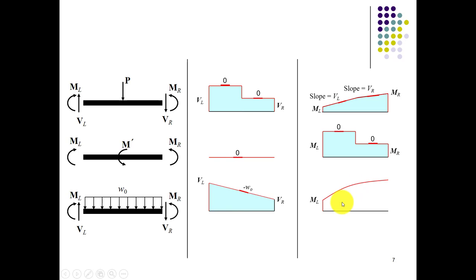It goes like a second degree curve, and with a counterclockwise moment it will negate it up to zero. So you have a shear force and bending moment diagram like this. The slope of ML at this point would be the slope of VL, and the slope of MR would be the slope of VR.